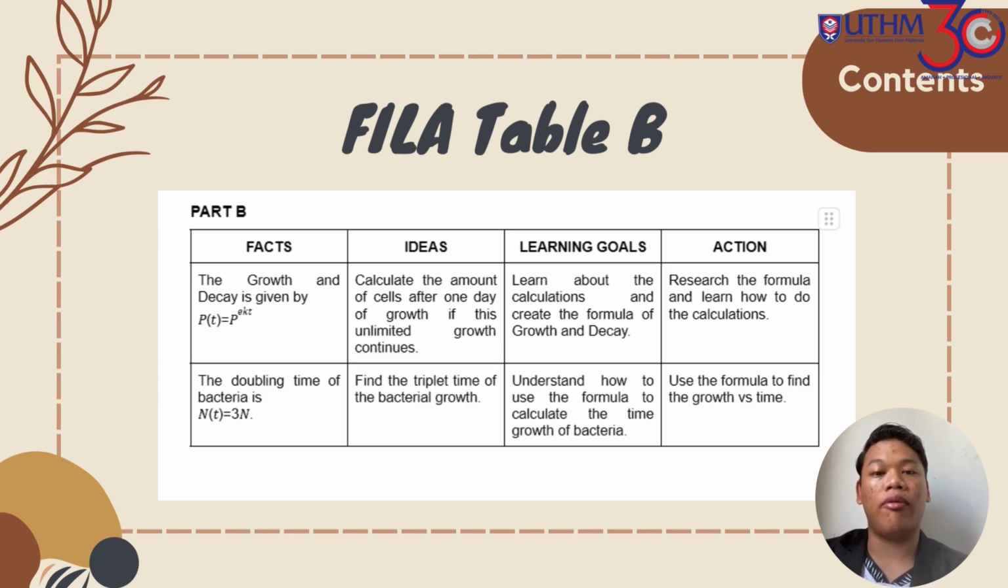We move to the second fact for question 2. It is the doubling time of bacteria is equal to N. N is our principal also. Principal at time T equal to 3N. Because we need to know what is the triplet of the bacteria in 3 hours.